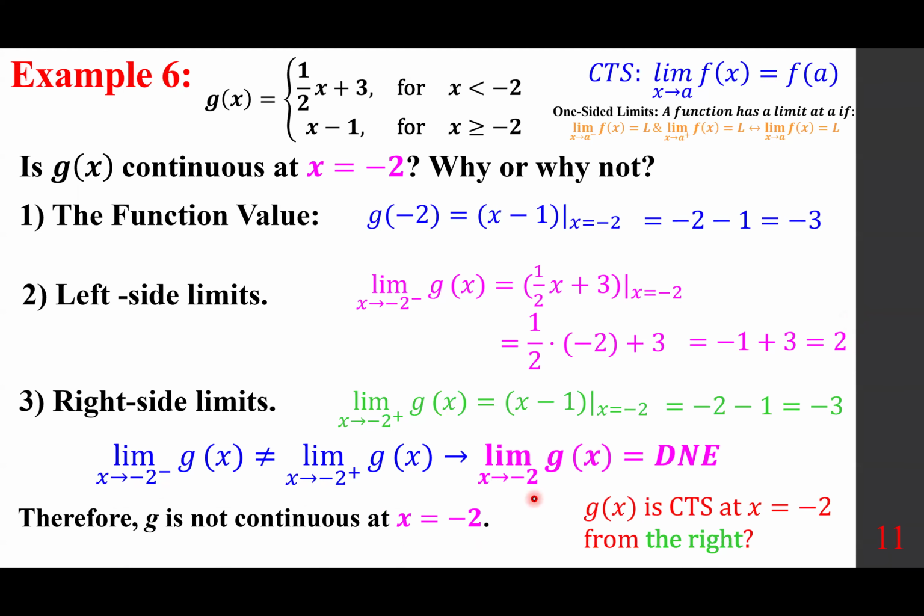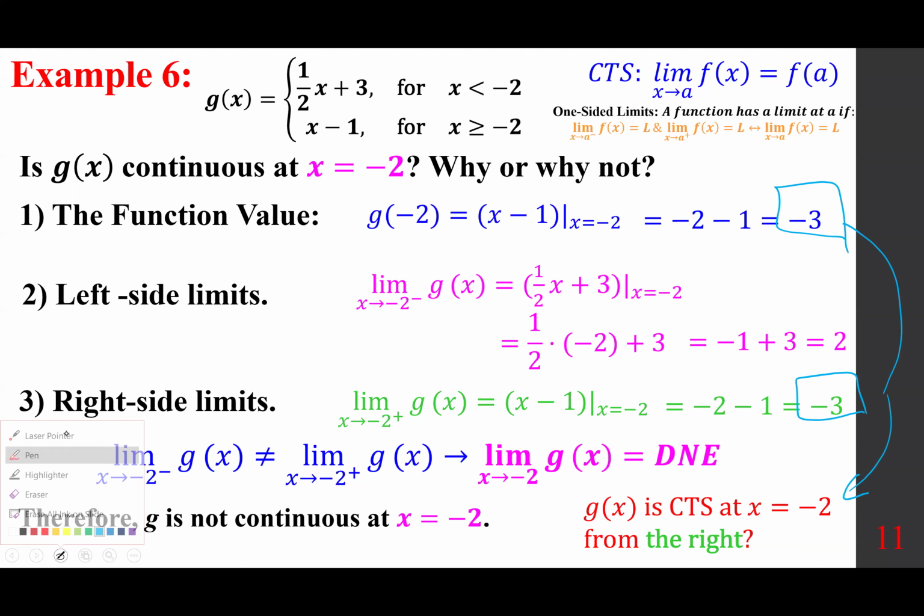However, g of x is continuous at x equals negative 2 from the right because these two values are the same. The reason is that this one and this one are equal. That's still what makes it discontinuous, don't get me wrong, but they say it's continuous from the right. That's the terminology.